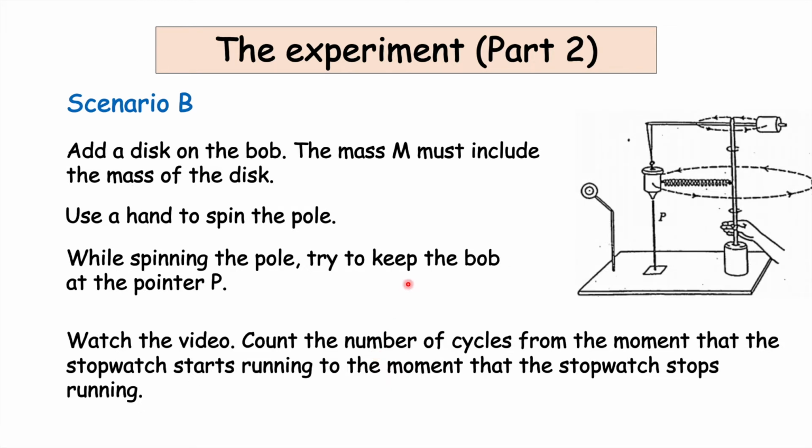Next, part 2. You add one more disc on the bulb. This mass with capital M here must include the mass of the disc right on top. Use a hand to spin the pole. And again, while spinning the pole, try to keep the bulb at the pointer.